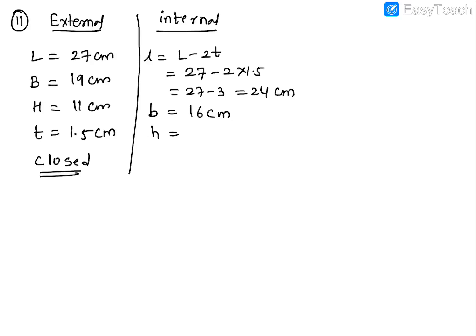Height will be equal to what? 11 minus 3, 8 centimeter. Okay, so now we have to find what? Volume of the wood in the box. Now, how will you find the volume of wood?